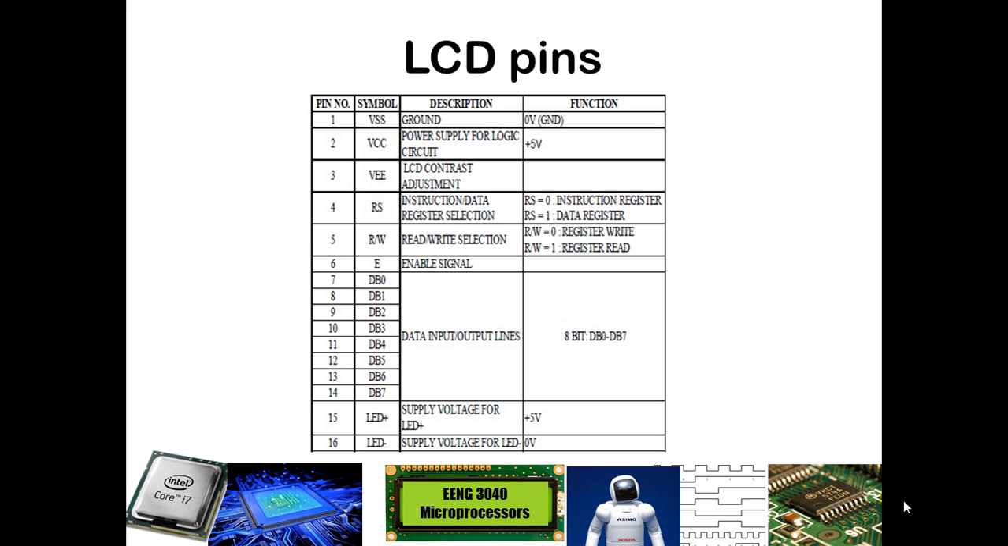And then pins 7 through 14 are connected to port D in the trainer kit, and that is where 8-bit data or 8-bit instructions are written to the LCD panel. And then you also have some supply voltage for the built-in backlight. So pins 15 and 16 are the positive and negative for the light that is behind the LCD panel.